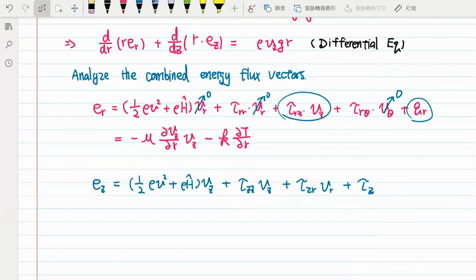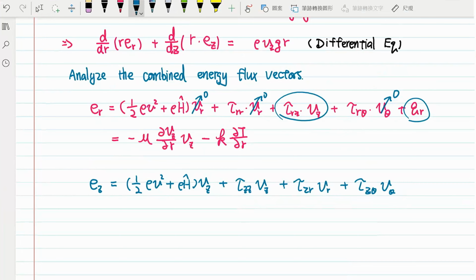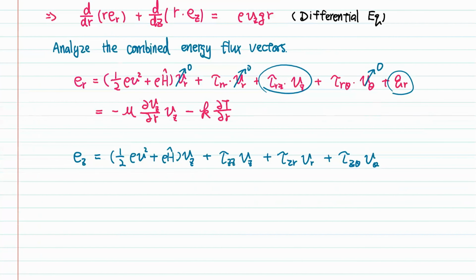And then we have tau z theta and v theta. Okay, so that's the work done by shear forces. And then also we would have thermal conduction in the z direction. So let's analyze all of that together. So again, we are going to see which terms are non-existing.